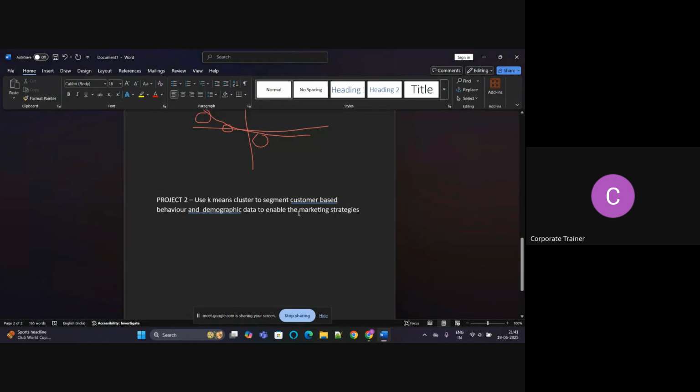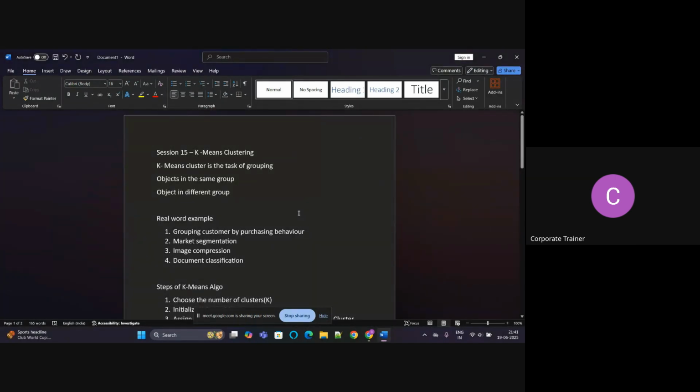I'll recap all the things again, so give me a moment. We'll recap so that it can help you understand again. First, in today's class, we are talking about k-means clustering. K-means clustering is nothing but the task of creating groups, like the same group or a different group.